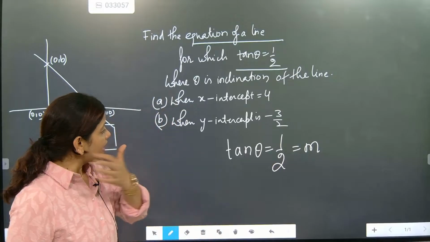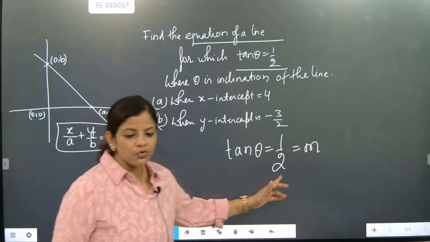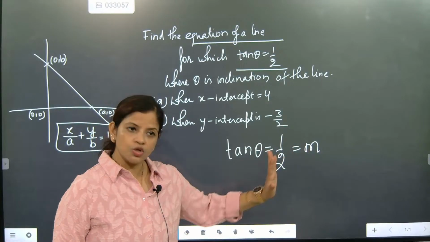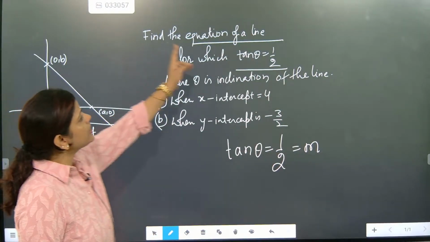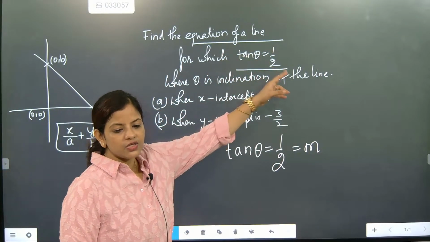So now look here. Tan theta is equal to 1 by 2, and 1 by 2 is the slope. Got it? Try and understand this part. Find the equation of a line when tan theta is equal to 1 by 2.